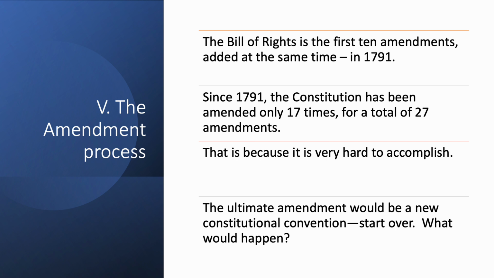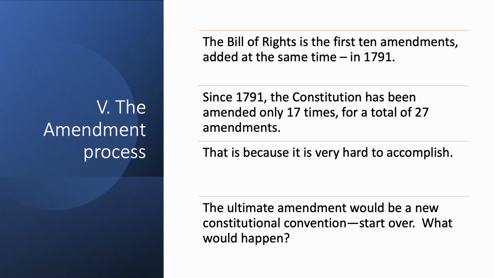And then let's talk about the amendment process. Okay, the Bill of Rights is actually a series of amendments. It is the first 10 amendments to the Constitution, added in 1791 all at once. But since those first 10, which were done all at once, the Constitution has been amended only 17 additional times in all those years. So we have 27 amendments. Why so few? Oh, it's very hard to do.